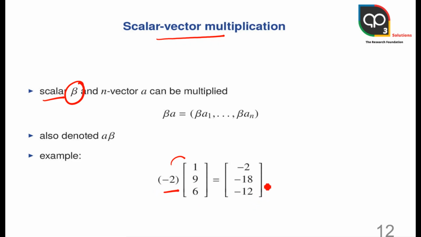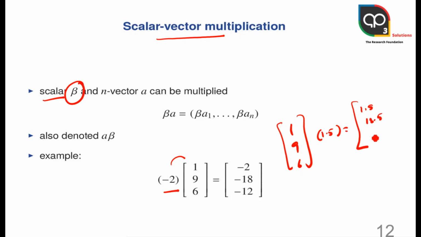Dear friends, scalar-vector multiplication can also be written with the scalar on the right. Yes, you can also have 1, 9, 6 as the vector, and here 1.5 as a scalar value. What would be the resultant? Yes, 1.5, 13.5, and here it is 9. So the meaning is the same. It is the vector obtained by multiplying each element by the scalar.